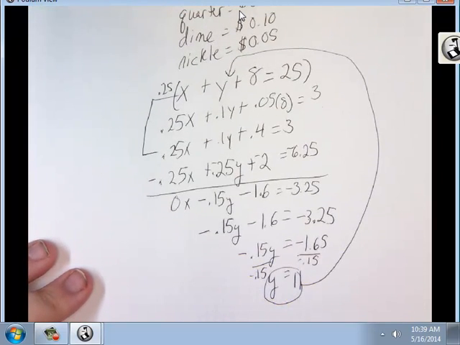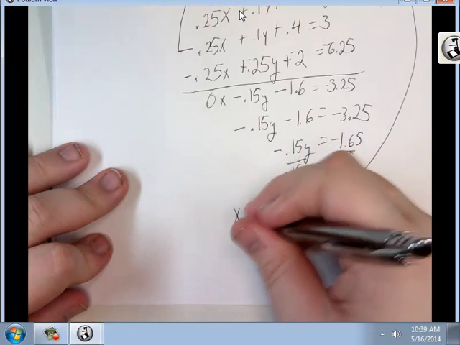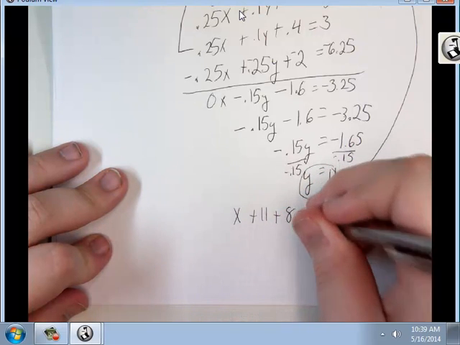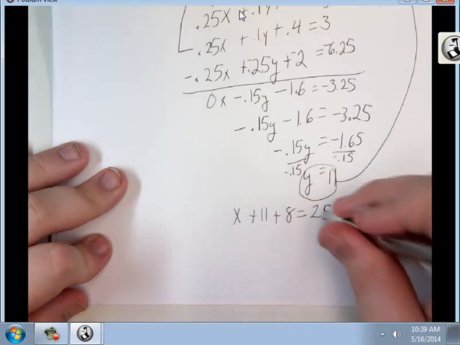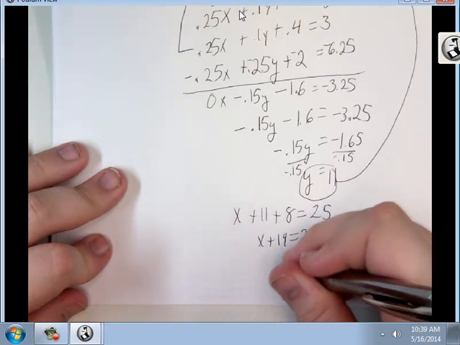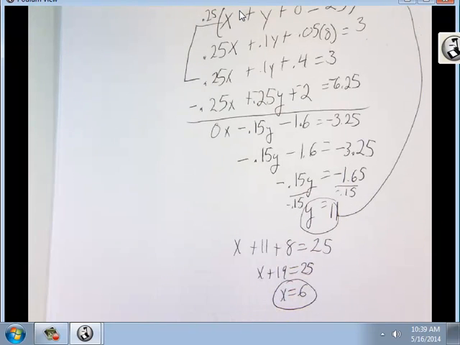So x plus 11 plus 8 equals 25. X plus 19 equals 25. X equals 6. So my answer is he's got 6 quarters and 11 dimes. And that's all there is to word problems. It's just figuring out where to start and then substituting in from there. And that'll be it for this lesson. Thank you, and I'll see you later.